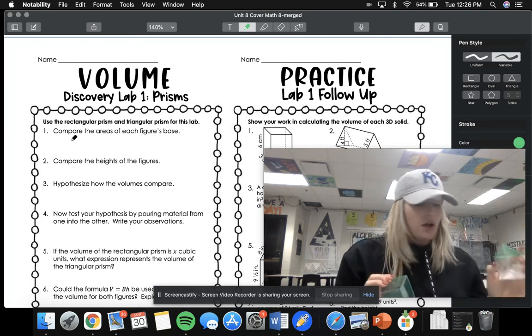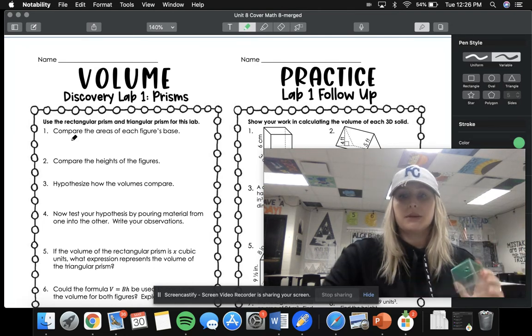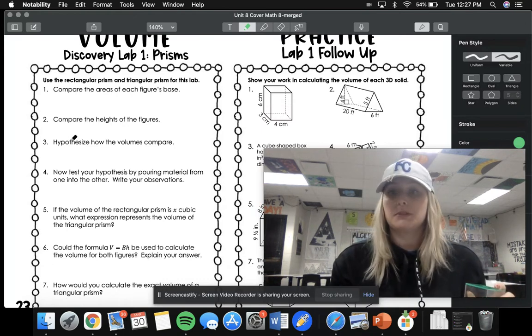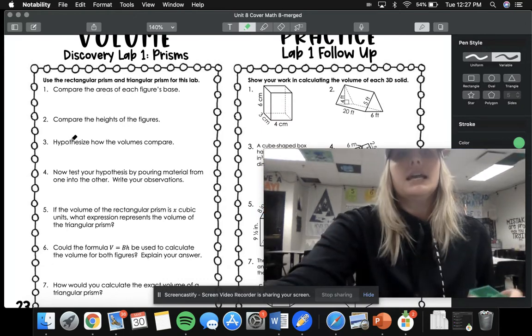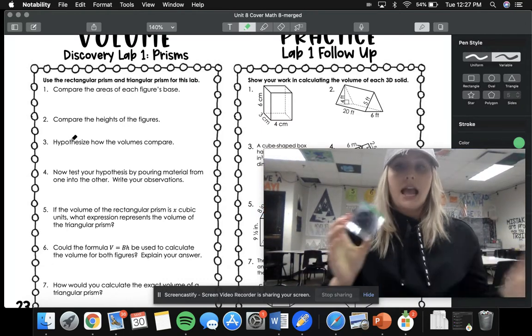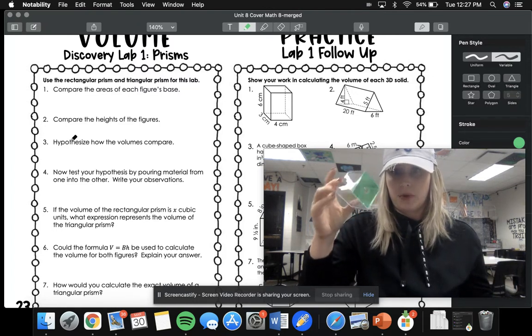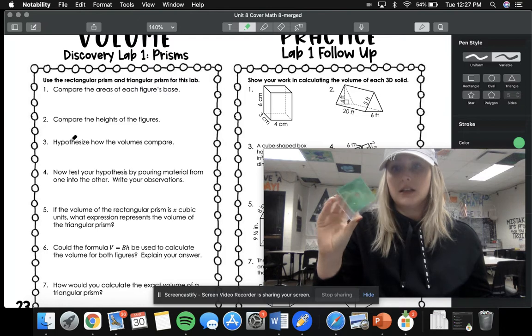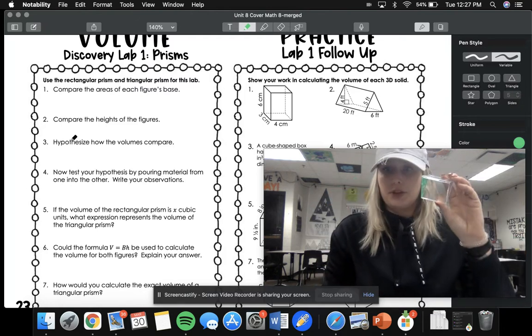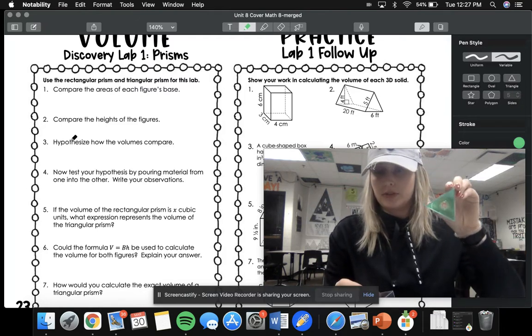Okay, so the first thing we're going to do, and I have a bunch of shapes that Mr. McLean can get out for you, is it says looking at a rectangular prism. So this is just a rectangular one, rectangles on both sides, and a triangular prism. So we have triangles on both sides.